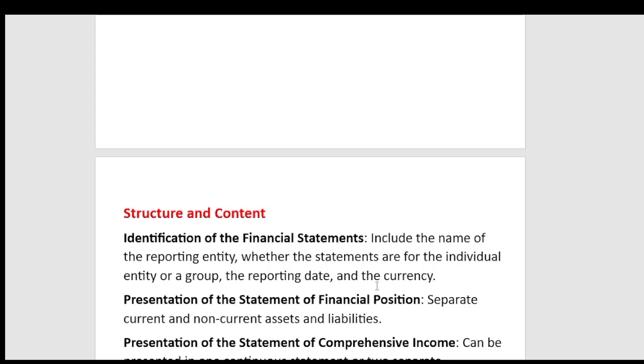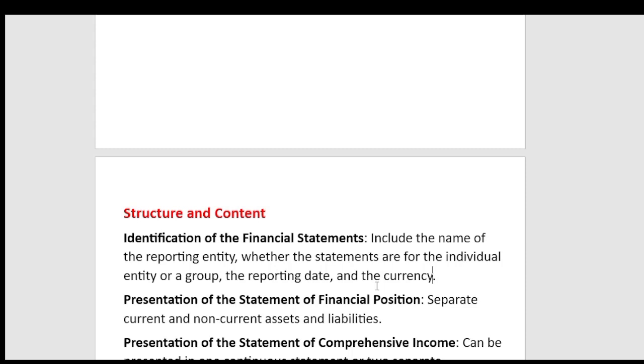The components of the financial statement. Is it an income statement? Is it a financial position? Is it a change in equity? You must state it. Then the year, the reporting year, and the currency that is in use, very, very key. And the figures, very key.